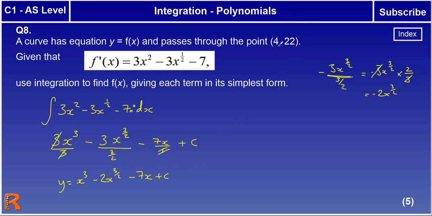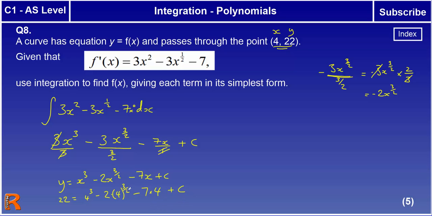And this is where the 4 and the 22 come in. It allows us to find this constant. So we put in the values where x is 4 and y is 22. So we have 22 equals 4 cubed minus 2 times 4 to the power 3 over 2. Just put a bracket around that. Minus 7 times 4 plus the constant we're trying to find.